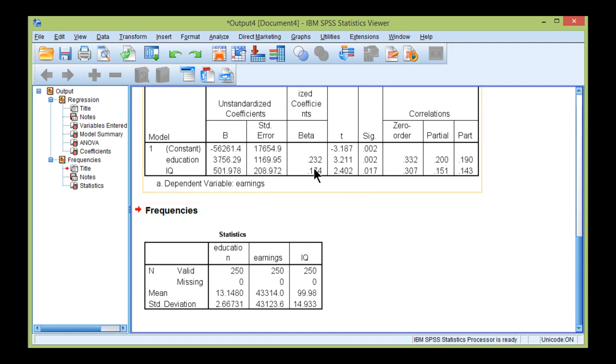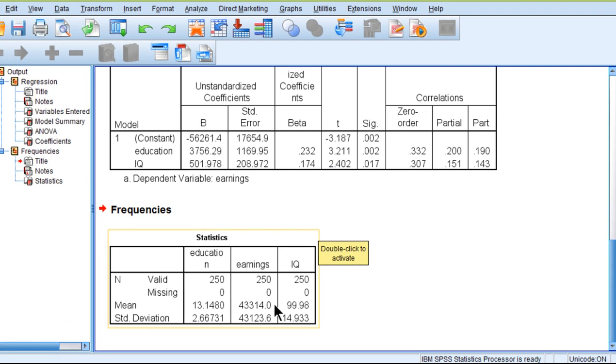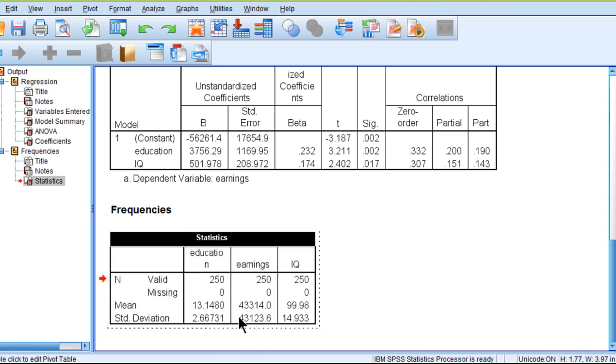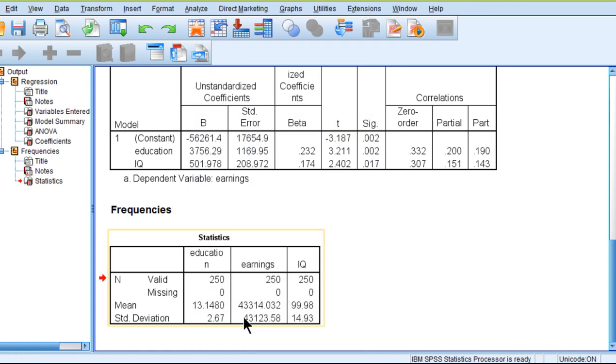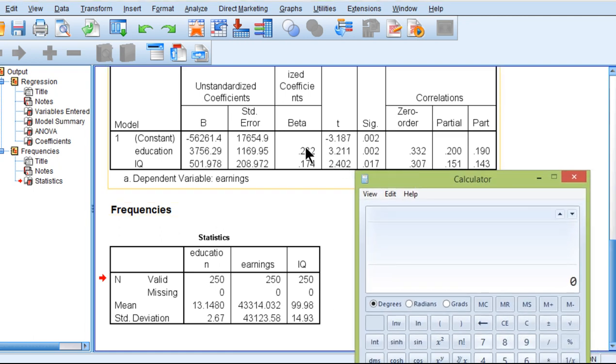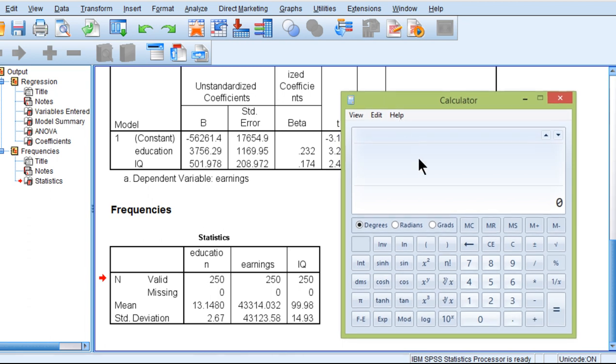All right. So here I've got the 0.232 standardized beta weight associated with education. And it means that a one standard deviation in education, which equals 2.66, so an extra 2.66 years of education completed, is associated with a 0.232 standard deviation increase in earnings. And earnings has a standard deviation of 43,123.6. So let me just push this out to two decimal places to get more accurate results. Okay, so I've got 43,123.58. I need to multiply that standard deviation by the standardized beta weight to get the increase in earnings as a result of a one standard deviation increase in education.